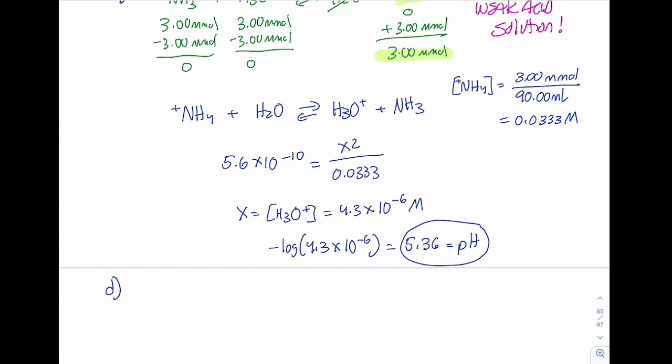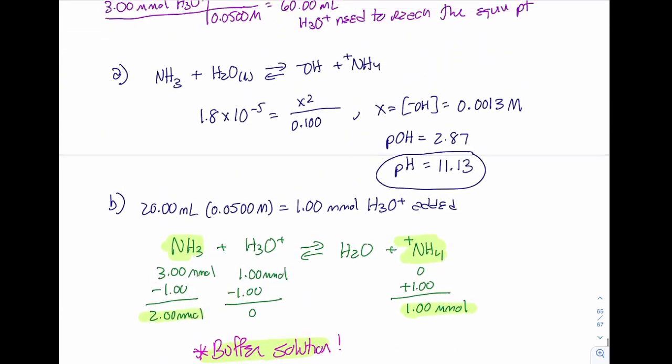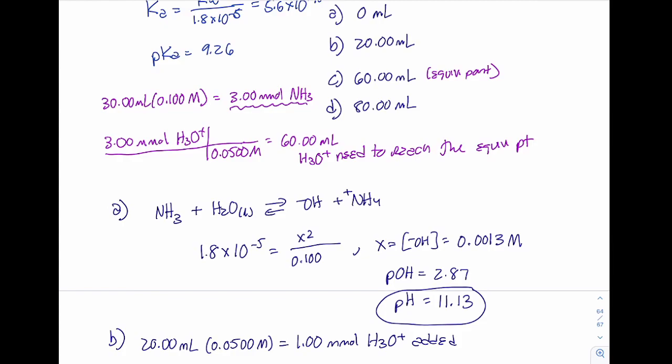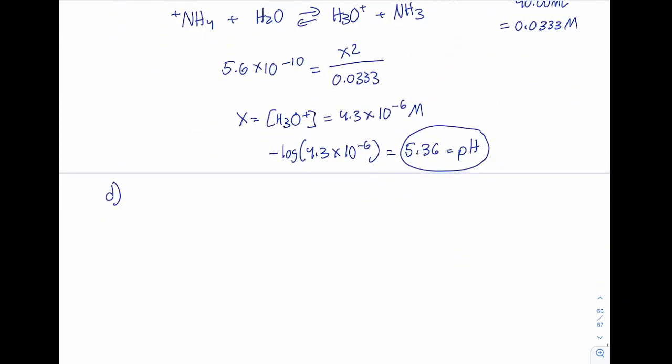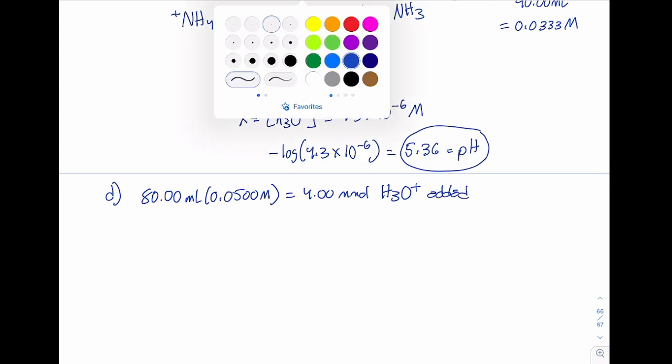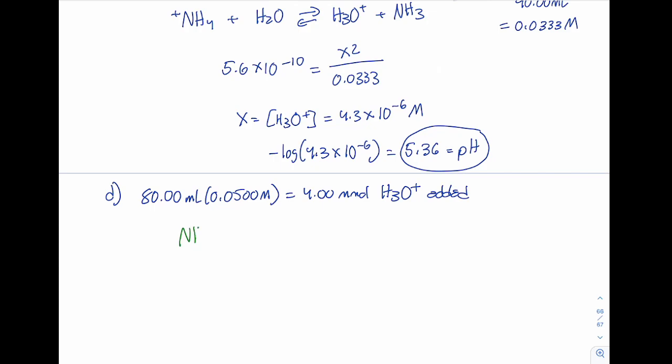And then one more part. I'm just going up to the question here. We're adding 80 milliliters of my acid. So I'm just determining the number of millimoles that we've added. So that's 4. And then I'm going to write my neutralization equation. So ammonia plus my strong acid going to water plus ammonium ions.